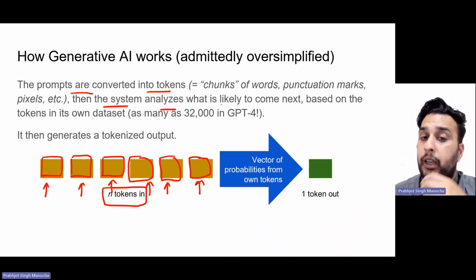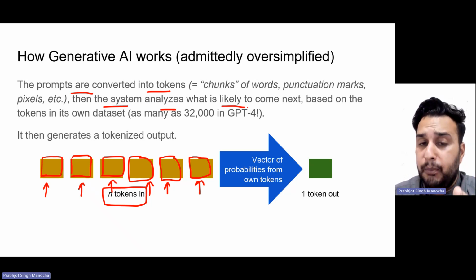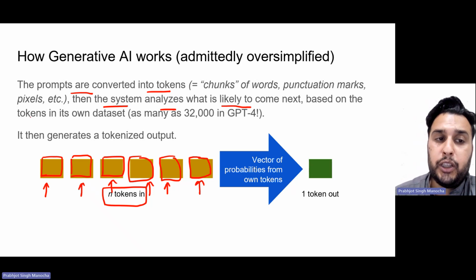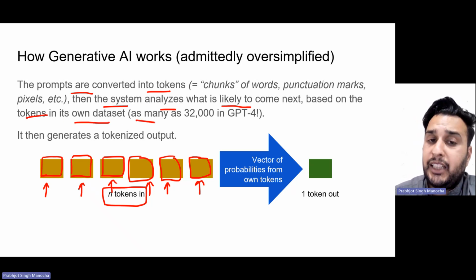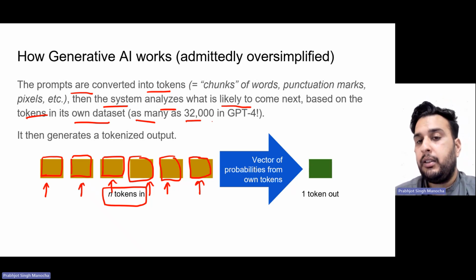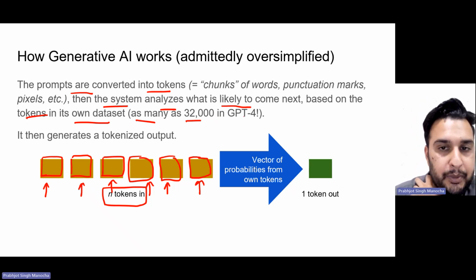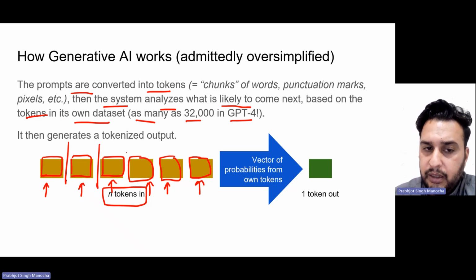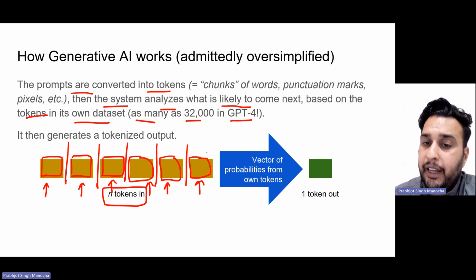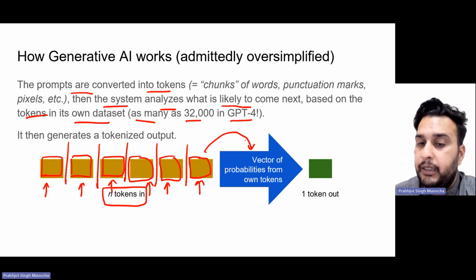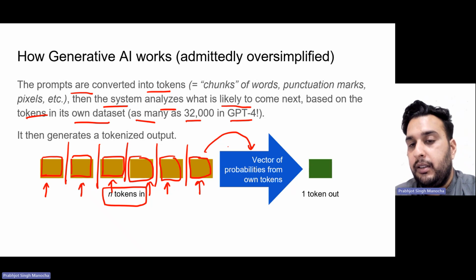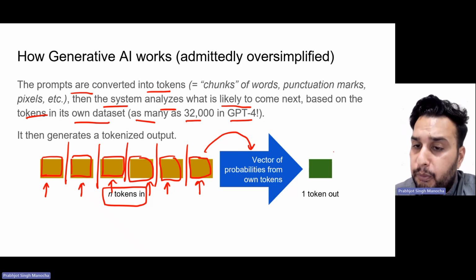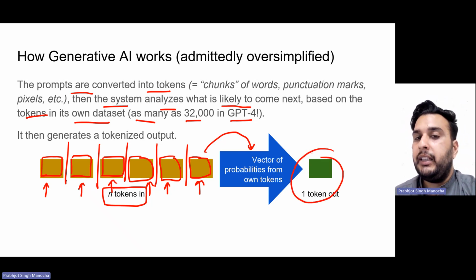It needs to understand what the possibilities are that are likely to come next after this word. Based upon the tokens in its own data set, as many as 32,000 can be produced in ChatGPT version 4. So whatever the data, it gets divided into these chunks and assigned as tokens. And then from the vector of probabilities from their own tokens, they can rearrange and understand what might come next.